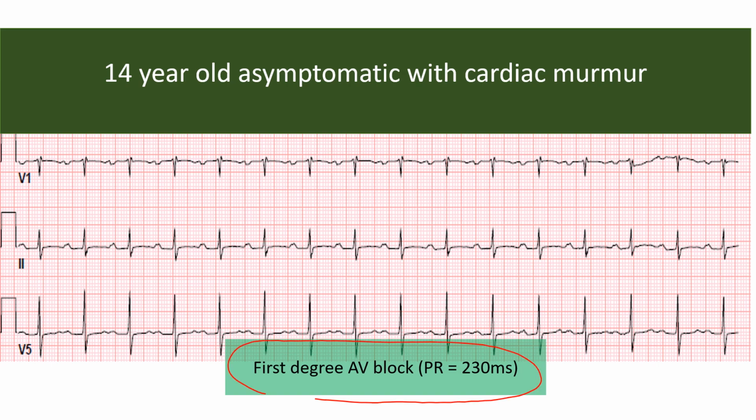First degree heart block. The heart rate here: divide 300 by 3 large squares equals 100 beats per minute. You have a prolonged PR interval and all the QRS complexes are conducting. There is no missing QRS. This is a classic presentation of first degree heart block.